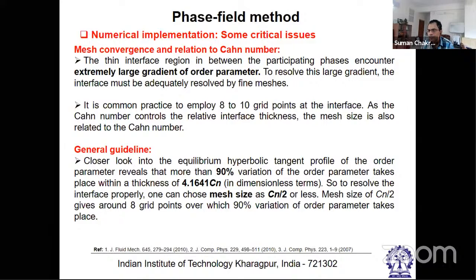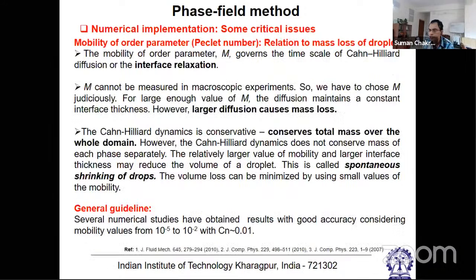And if you look at how the order parameter varies across the interface, the variation of phi from -1 to 1 takes place over a non-dimensional length of about 4 times the Cahn number. This is what we get from the plot of phi as a function of the interface coordinate. And if we keep 8 grid points, then each mesh size will be 4 divided by 8 times the Cahn number, or Cahn number by 2. So this is the guideline for grid size in the interface. If this is not done, it cannot resolve the physics at the interface.